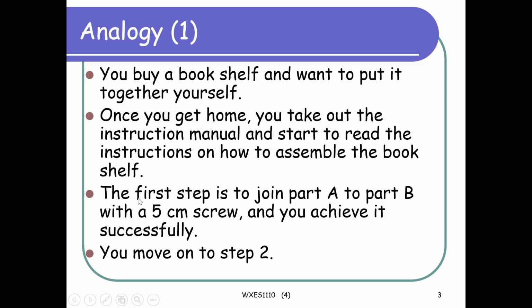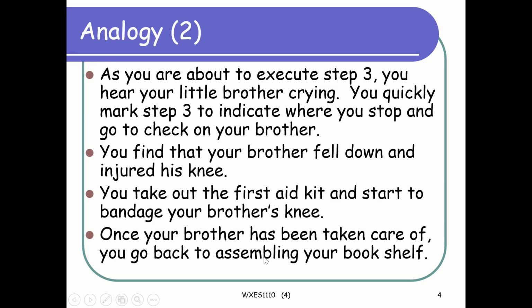So the first step in the instruction is to join part A to part B with a 5 cm screw, and you achieve it successfully. So this is process number 1, then the process is done. So you move on to step 2. Step 2 you are already done, and you are about to execute step 3. Then you hear your little brother crying. Oh, there's some interruption. You quickly mark step 3 to indicate where you stop and go to check on your brother. You take a marker and you mark it.